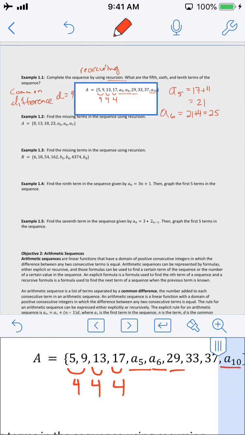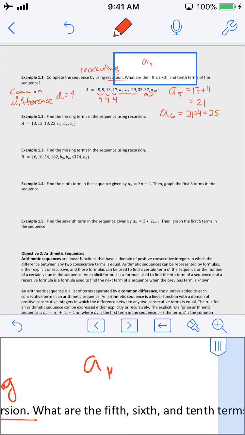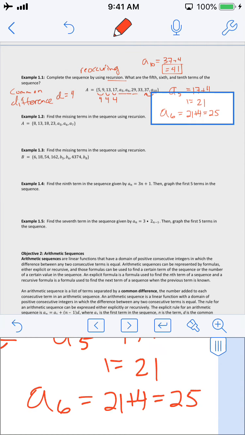So, using recursion again, let's find A10. Well, to do that, I got to go back one term, 37, and add 4 to it, which would be 41. Cool. I found them all. I should probably box all my answers. Now, these don't have labels. If you want to put A5 equals 21, A6 equals 25, that'd be helpful, but we're just finding term numbers.